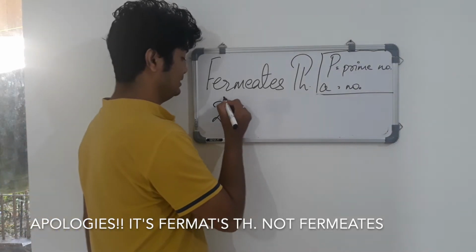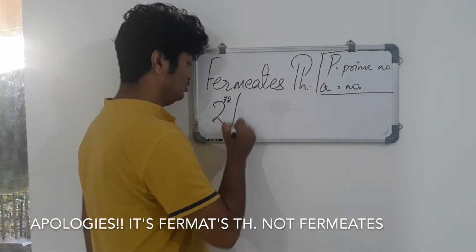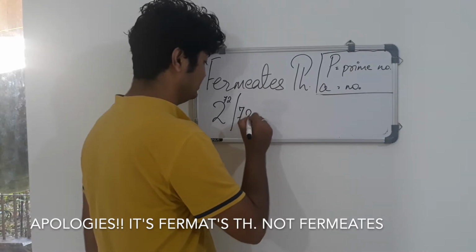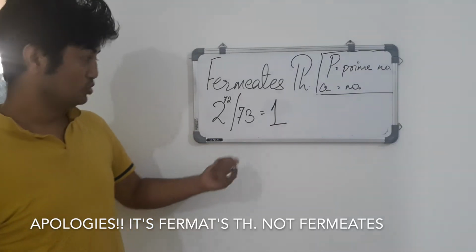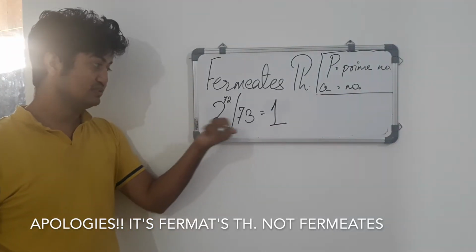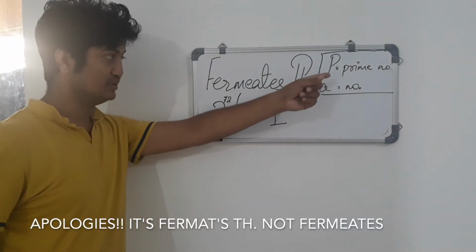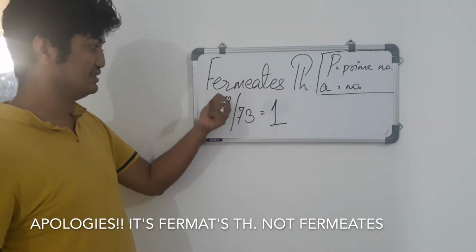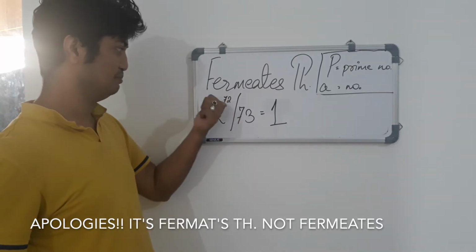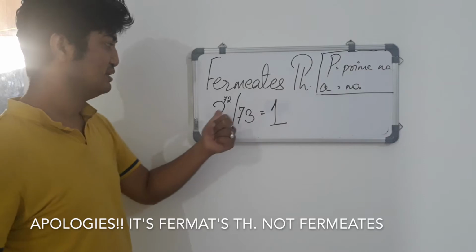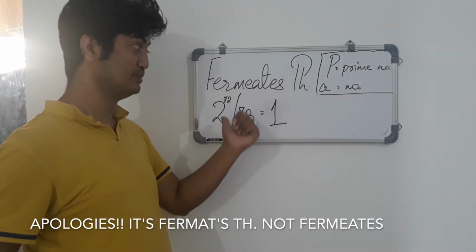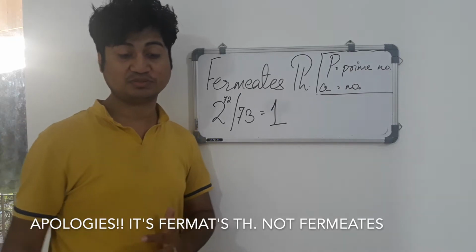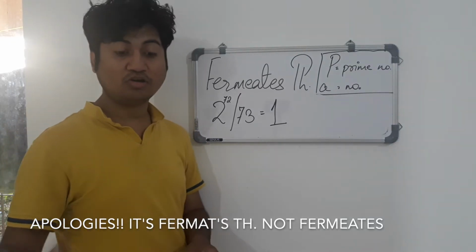2 to the power 72 whole by 73 is equal to 1. So the number goes like this. 73 is a prime number, which is the P. 72 is basically 73 minus 1, which is P minus 1, and 2 is A. So A to the power P minus 1 whole divided by P, and hence the remainder is 1, which the Fermat theorem specifies. I'll actually solve one question for you.